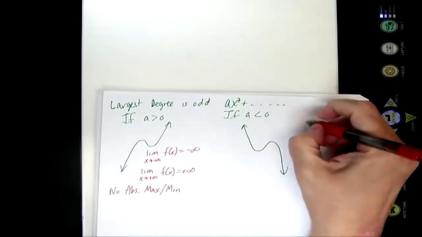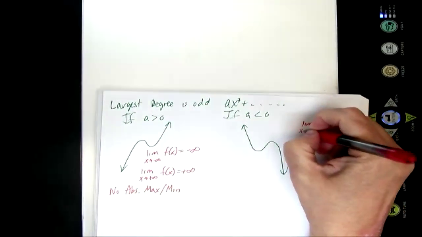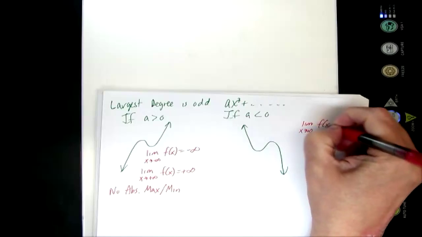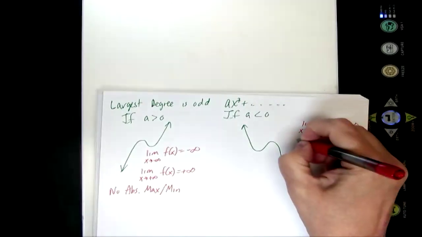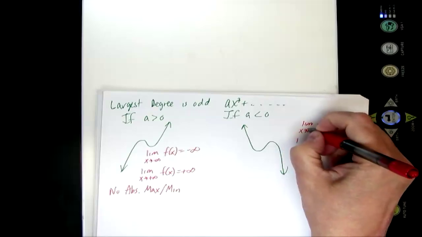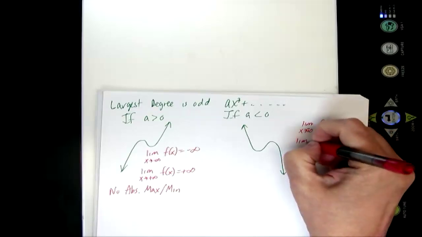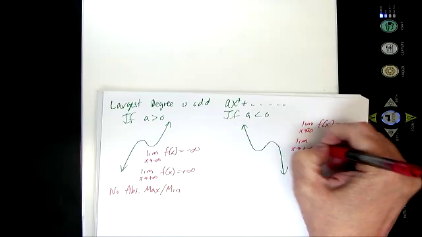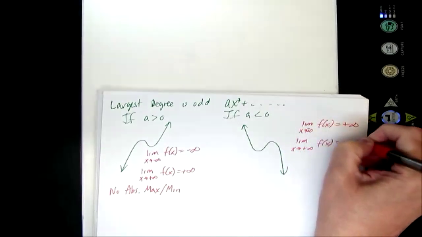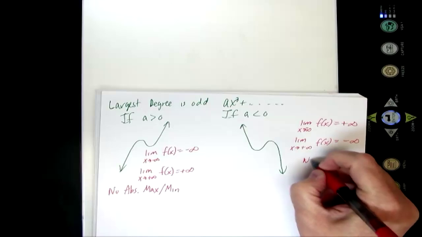And this switches over here. The limit as x goes to negative infinity of f of x is positive infinity, and the limit as x goes to positive infinity of f of x is negative infinity. Again, no absolute max or min.